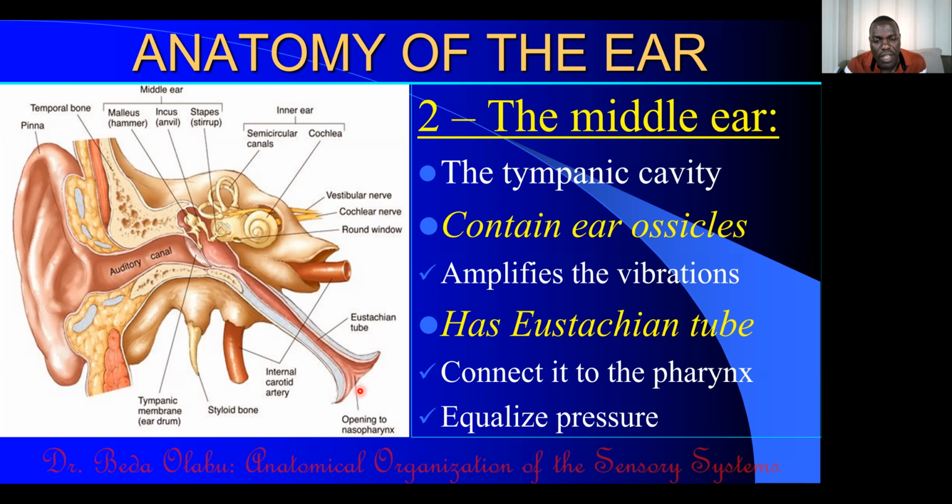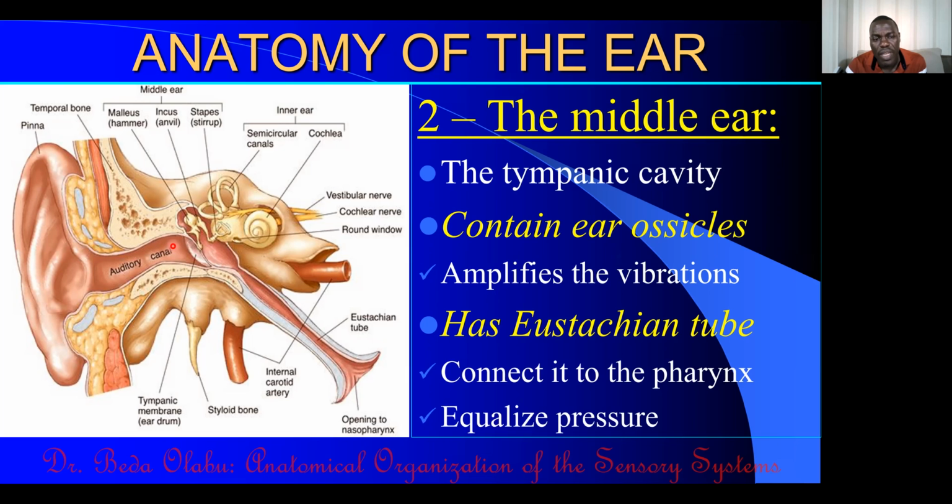Remember, the pressure in the pharynx is basically the same as atmospheric pressure. You open your mouth and we breathe normally. So the pressure in the pharynx is the same as atmospheric pressure, which means it's the same as the pressure here in the outer ear. So basically what this tube does is to balance the pressure in the middle ear with the pressure in the outer ear.